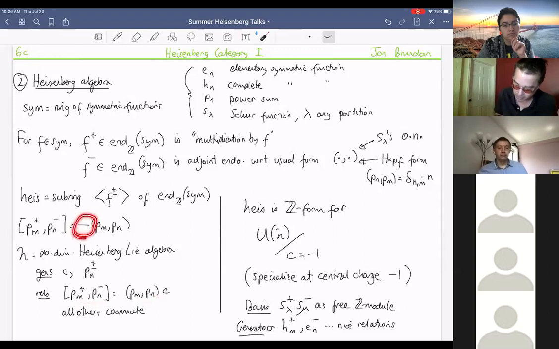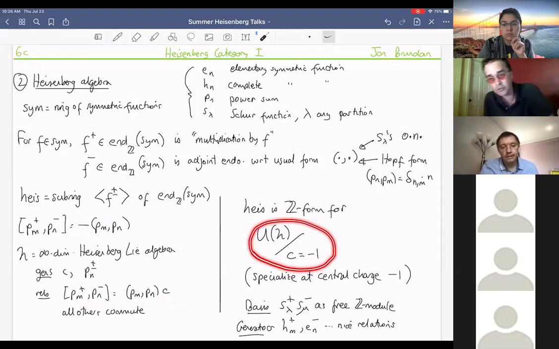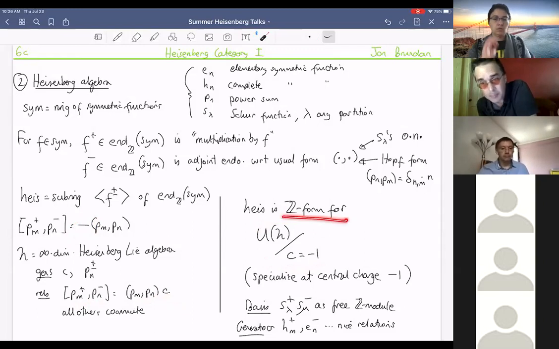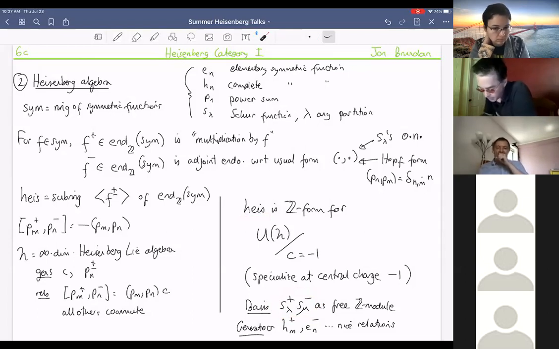And so you see this Heisenberg ring that I've got up here, there's a minus there. That's the specialization where I want to replace the C, the canonical central element, by -1. So actually what we're looking at in this algebra Heis, it's the universal enveloping algebra of the Heisenberg Lie algebra specialized at central charge C equals -1. In fact, it's a Z form for that specialization. And as a Z form, it's got this beautiful basis coming from the Schur functions, these products S lambda plus S mu minus; partitions lambda and mu give a basis for this Z form as a free Z module. I think that's everything we need to know about the Heisenberg algebra. So that little h Heis. Okay, and it acts on sim, the ring of symmetric functions.